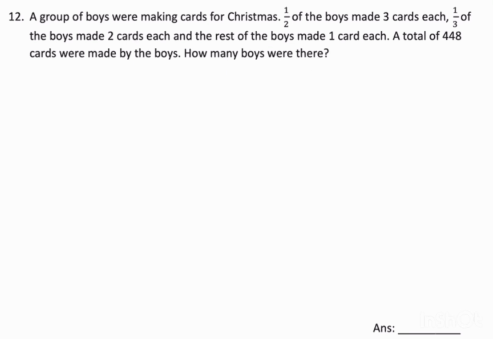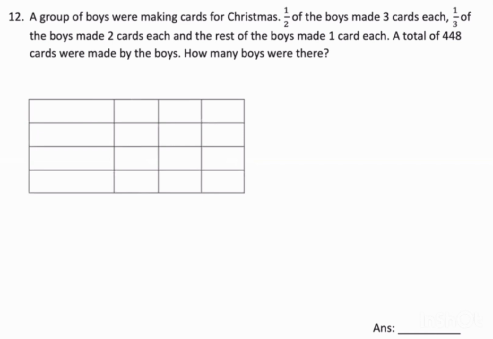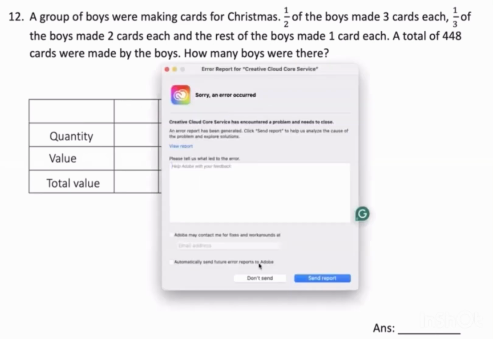So you see, this is a quantity value question. The quantity here is referring to the boys, number of boys. The value refers to the cards. So let's draw the quantity value table. So you have quantity, value, total value, okay? So we have 3 columns here because there are 3 groups of boys.